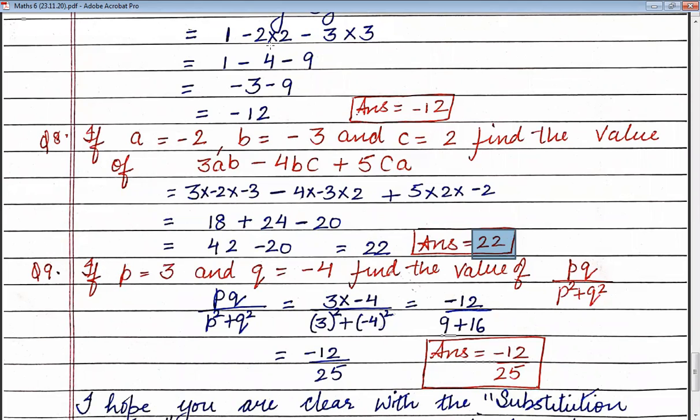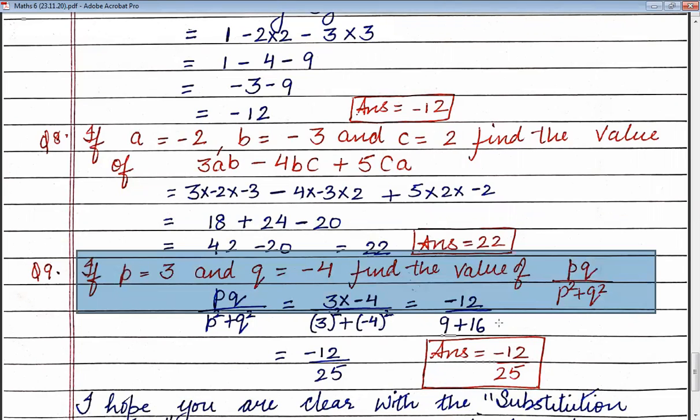Let us move on to the last question of this topic, that is P is equal to 3, Q is equal to minus 4. Find the value of P multiply Q divided by P square plus Q square. Now let me repeat one more time. P is equal to 3, Q is equal to minus 4. Find the value of P multiply Q divided by P square plus Q square.